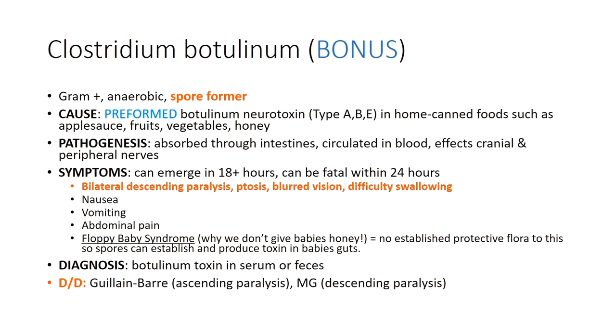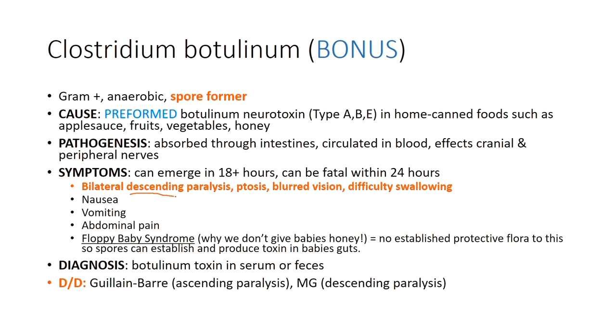Okay, so this botulinum, I'm sure you've heard about botulinum neurotoxin, type A, B, and E. This is something you're going to see. They're preformed, and it's in home canned foods, such as applesauce, fruits, vegetables, and even in honey. And so pathogenesis is we bring in this guy, it's the toxin, it's absorbed in the intestine, circulates in the blood, and it makes its way to the cranial and peripheral nerves. And it can arise within a day, and can actually be fatal within a day if we have too much of this. So you're going to have bilateral descending paralysis.